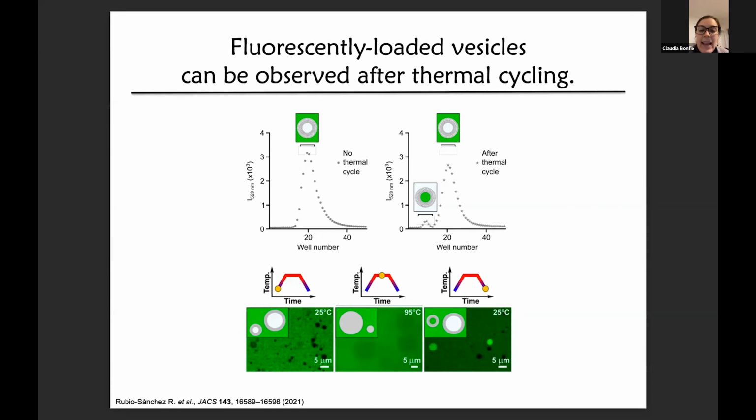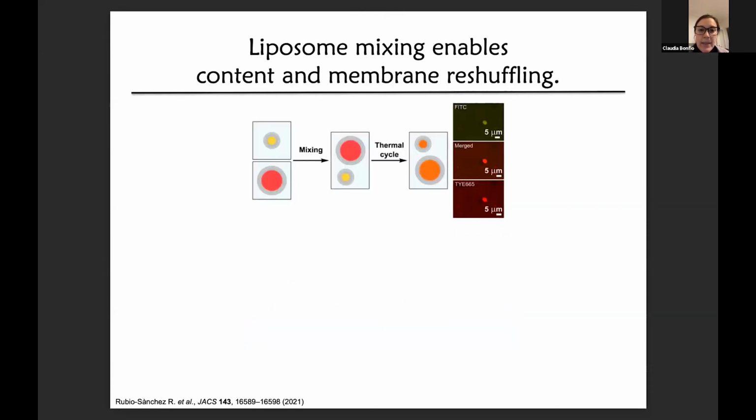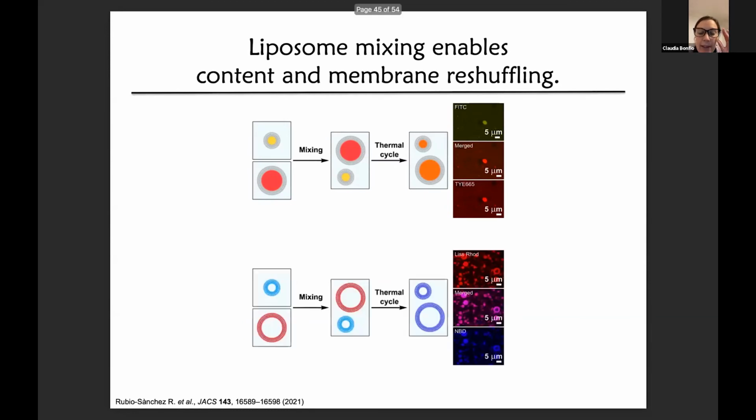So in the next slide, you can see that we've mixed primitive cells with different contents. And you can see that at the end of the thermal cycle, we had a mixed content. You can do the same with the components of the membrane. So in the next slide, you can see that we took primitive cells with two different compositions of lipids. And again, after the thermal cycle, we've mixed the membrane.